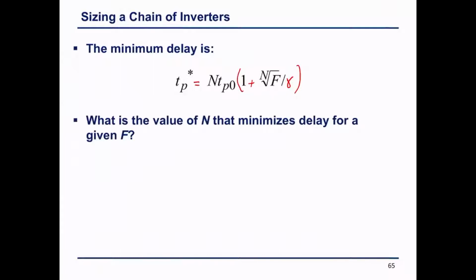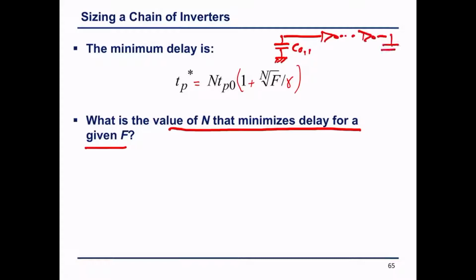Now you can ask me: I can tell you I have 3 stages and you will find the delay, or I can ask you what is the optimal value of N that minimizes the delay for a given F. I have a first stage with some constraint CG1, I have a chain whose size I don't know, and I have C load here. Now what should be N? Is N equal 3 the best delay? Is N equal 4 the best delay? Or what should be N?